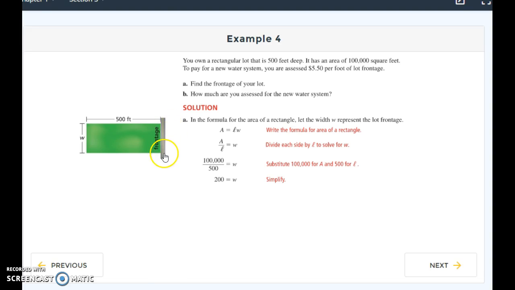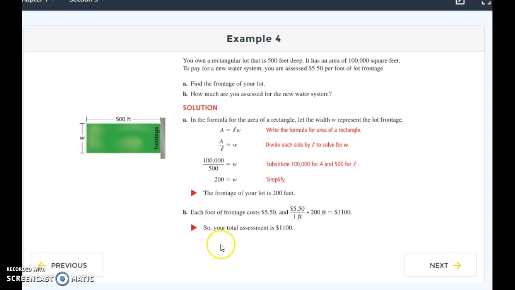Then on my picture I can draw this back in, and I know that my width is going to be 200. The second part of the problem is, how much are you assessed for the new water system? Well, I know I'm assessed at $5.50 per foot. So each foot of frontage costs $5.50, and I can set this up as a simple equation: $5.50 per foot, and I have 200 feet. I see I have feet in the denominator and feet in the numerator, so those units cancel, and I can multiply straight across. So I end up that my total assessment is $1,100.